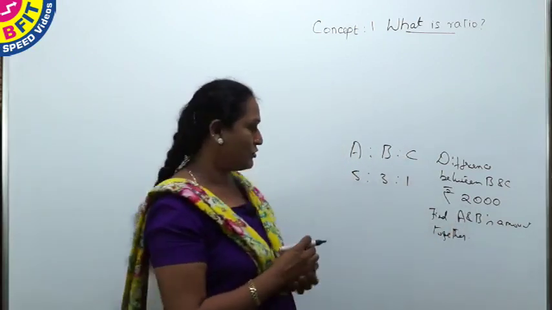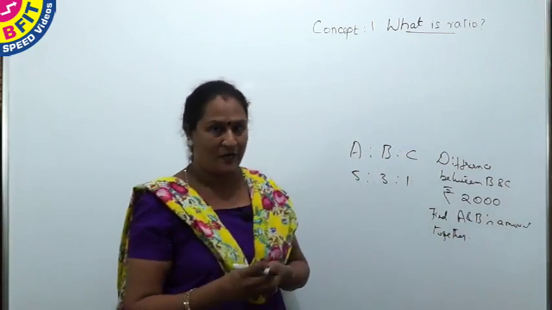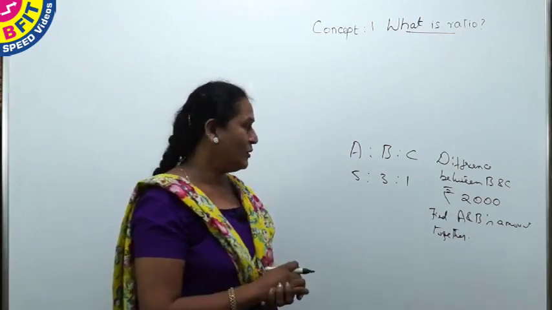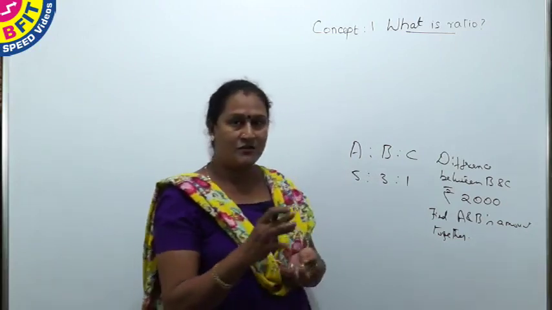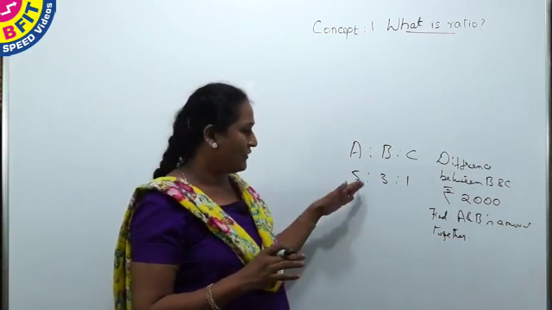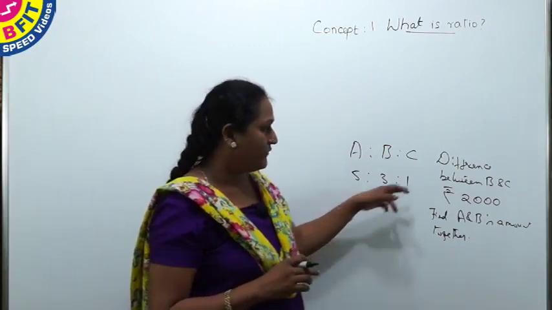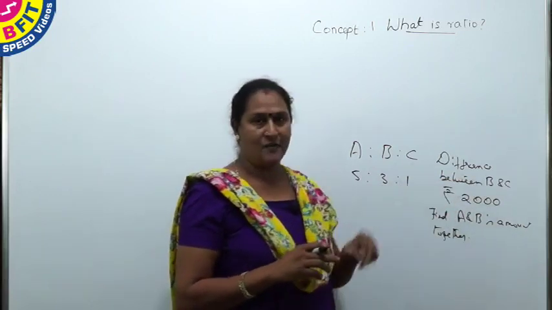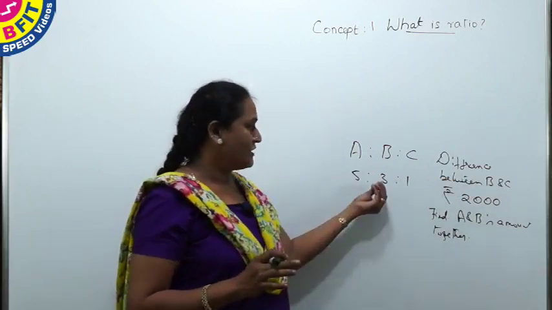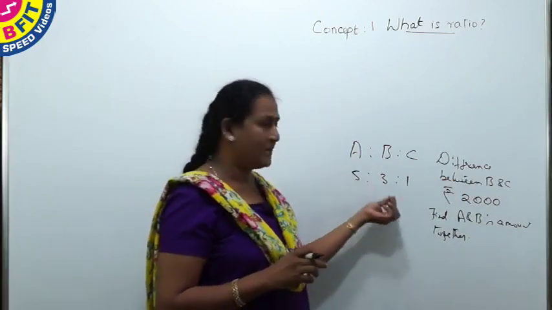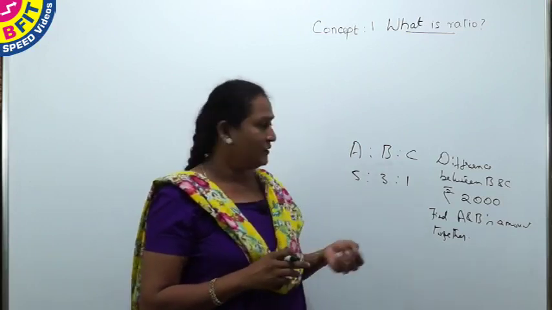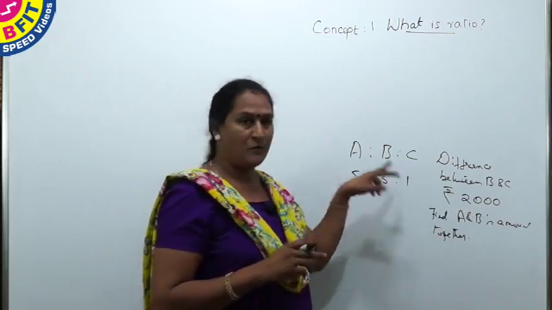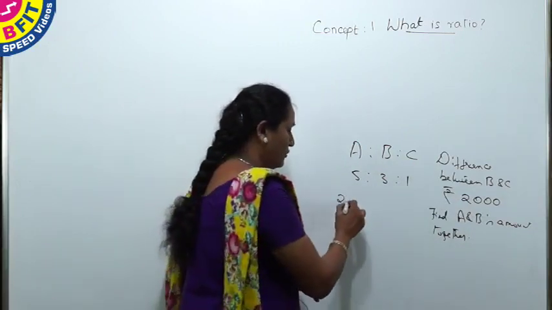Normally we would see what the value of one part is, what A's part is, what B's part is, then add and give the value. But whenever ratios are given, instead of finding the exact values, you can work with the ratios themselves. The difference between B and C is given and you are asked to find the amount of A and B. B gets 3 parts, C gets 1 part. The difference between them is 2000. So what is the difference in parts here? 3 minus 1, it is 2 parts.